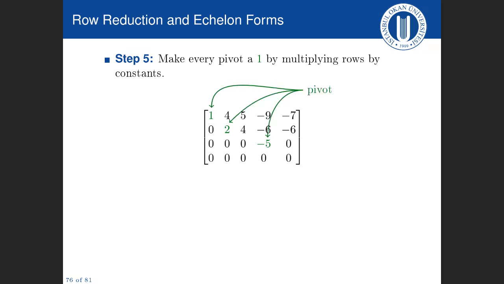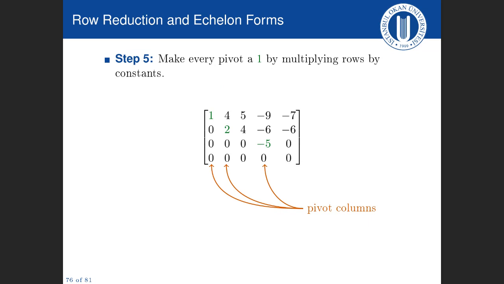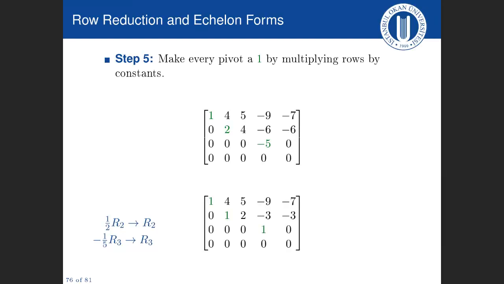These are the pivots. The green 1, the green 2, and the green -5 are the pivots. We want these to be number 1s. The columns which contain the pivots are called pivot columns. The first column, the second column, and the fourth column are the pivot columns. How can I make these pivots all 1? I could multiply row 2 by 1/2, and I could multiply row 3 by -1/5.